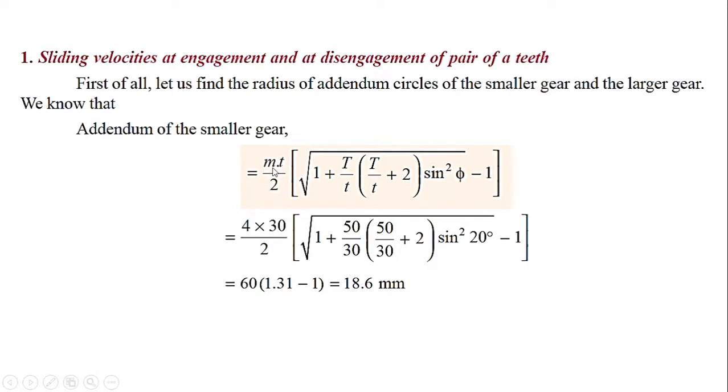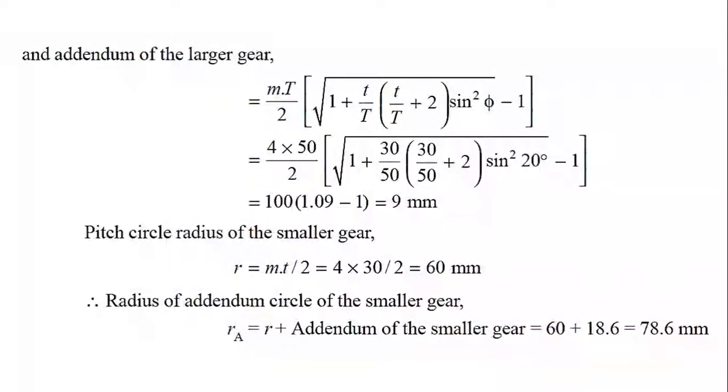So module value is already given. Module is 4 millimeter, small t is 30, capital T is 50, and the pressure angle is 20 degree. Substitute all the values in this formula and we will get the value of addendum of the smaller gear, that means the addendum of the pinion. Similarly, you will find it for the larger gear.